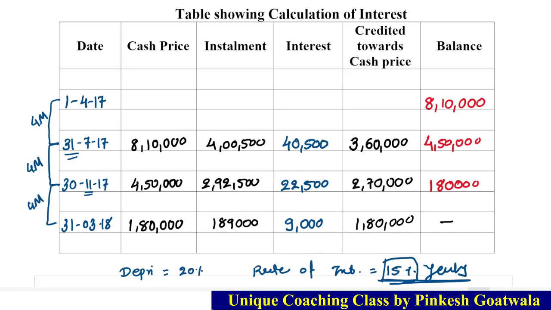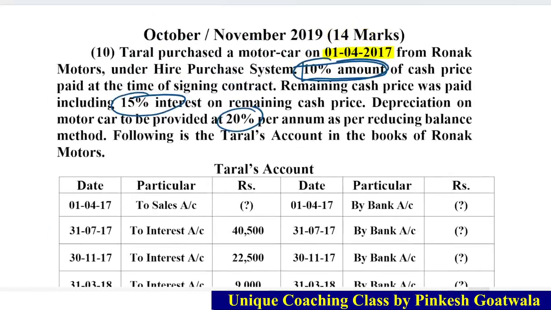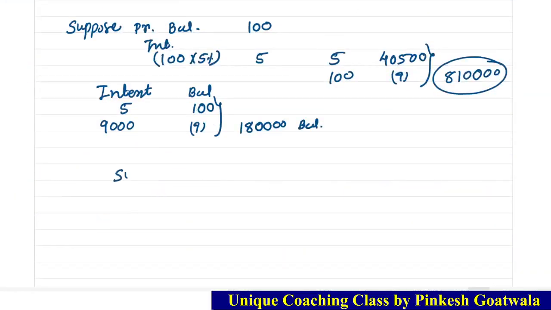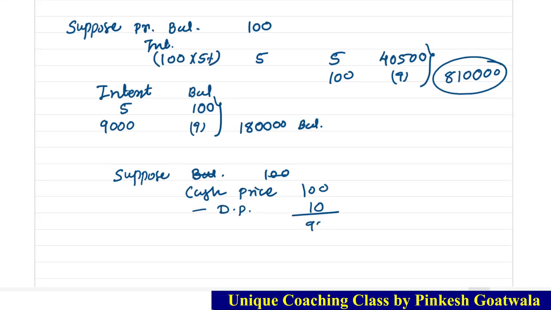Now the last point remaining, it's also very simple. We know this point. Here they paid a down payment. How much is it? 10% down payment. So we know that's a step. What we have to do? We have to just suppose balance 100. Sorry. Suppose cash price 100. Less down payment, that was 10%. So how much balance remaining? The balance will be 90.